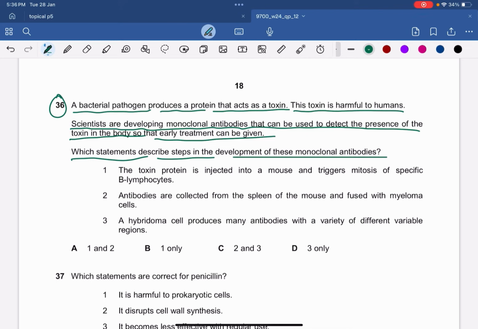Over here you must have prior knowledge about the steps involved in the development of the antibodies. Let me open a PDF where I have written the steps of monoclonal antibody production.